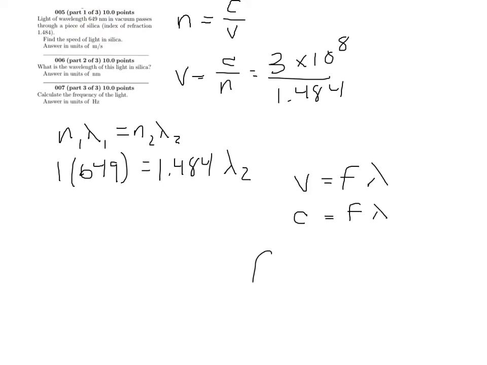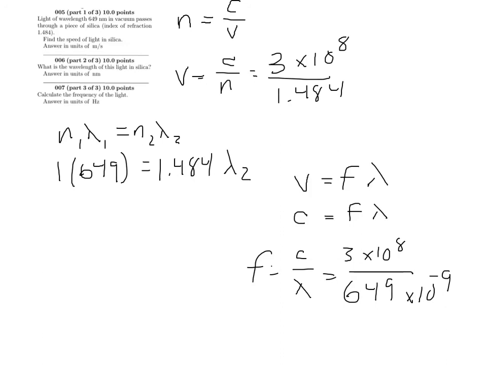So the frequency is just going to be the speed of light divided by the wavelength in a vacuum, so that's going to be 3 times 10 to the 8th meters per second divided by my wavelength, and here I will have to include the nanometers because I'm going to want frequency in hertz, so that for me would be 649, and again nanometers is times 10 to the negative 9th meters, 10 to the negative 9th will give me my frequency, and it's going to be a very large number.